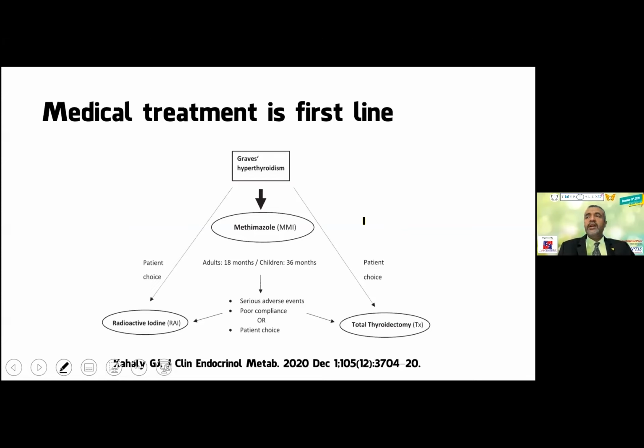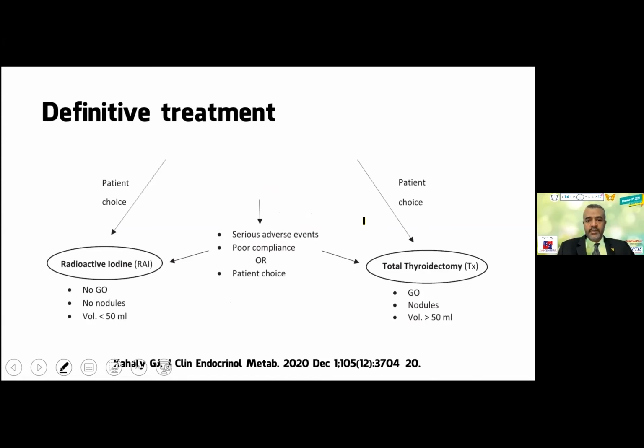It has to go for 18 months for adults, 36 months for children. If the patient develops serious adverse events, if the patient cannot maintain compliance, or if the patient chooses otherwise, you may go for total thyroidectomy or radioactive iodine ablation. You would go for total thyroidectomy if the patient is presenting with Graves ophthalmopathy, if the patient presents with concomitant nodules, or if the patient is having a marked goiter. While you would prefer radioactive iodine ablation if the patient doesn't have Graves ophthalmopathy, doesn't have nodules, and has a small gland.